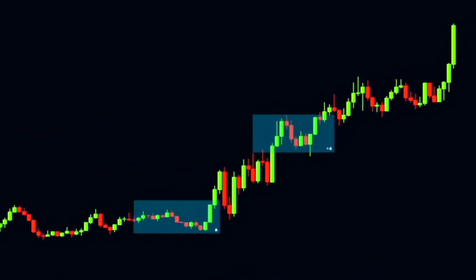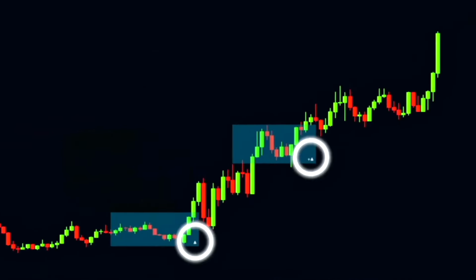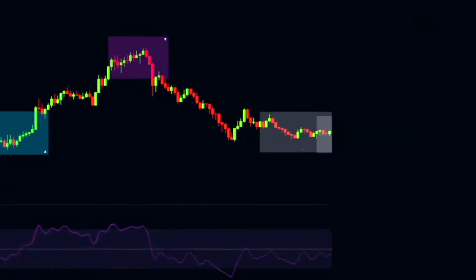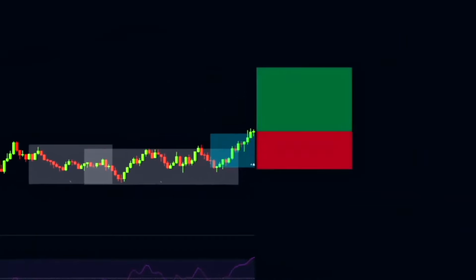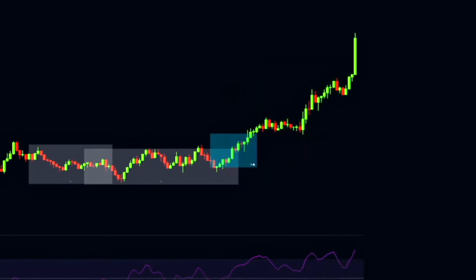Enter as the breakout kicks off, riding the trend while RSI tracks momentum. When momentum fades, it's your cue to exit. Perfect for swing traders or momentum chasers. It bridges analysis to action seamlessly.